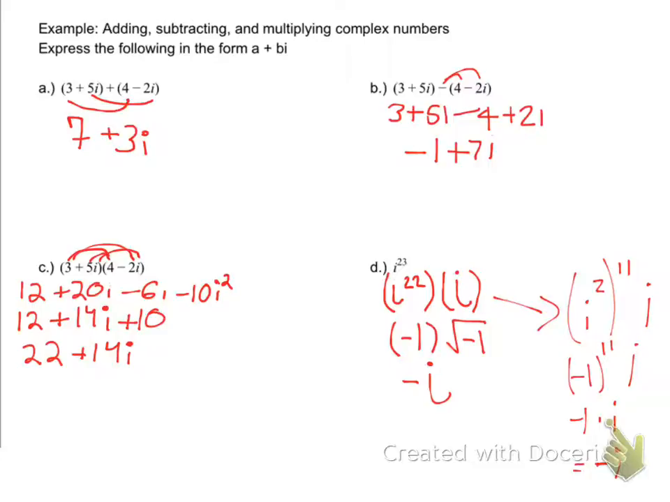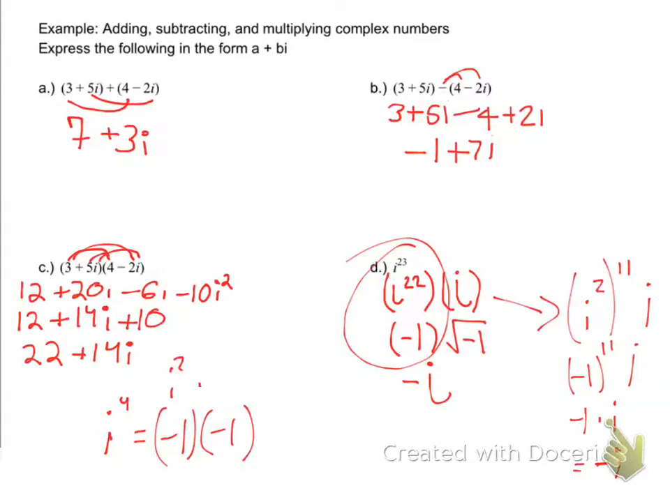Through the process, what happens here is that we should have shown a step in between going from i to the 22nd to negative 1. It just happened to work this time because i to the 4th power is actually negative 1 times negative 1, because of i squared times i squared, which is actually 1. You guys could have as well set up i to the 0, i to the 1st, i to the 2nd, i to the 3rd, i to the 4th, 5th, 6th, 7th, and you could have hopefully recognized a pattern.